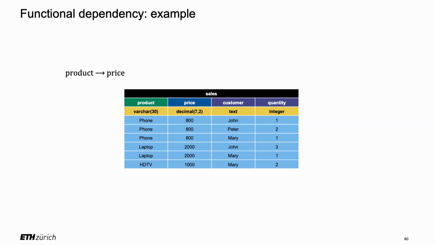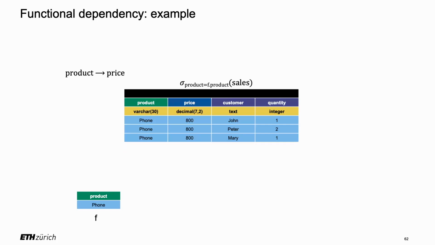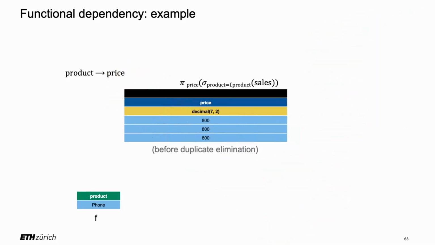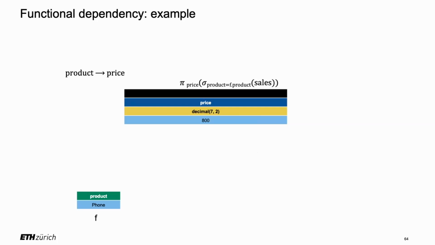Let's do it on product and price. So this one does hold. So normally, if I do the same here, I should get either 1 or 2 or 0. So let's say I take product equals phone as an example for F. So I'm looking for the tuples for which the product is phone. They should have all the same price. So let me do the selection. So I select on the products that have this value. Now they all have the same value. And now I project on the price. Why the price? Because that's the right-hand side here. And then, of course, I have to eliminate duplicates.